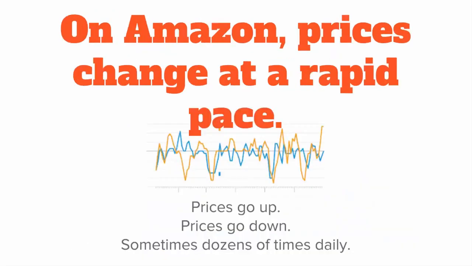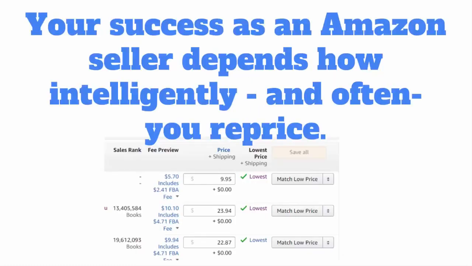So on Amazon, prices change at a rapid pace. Prices are constantly going up, they're constantly going down, sometimes dozens of times daily per item. So your success as an Amazon seller depends on how intelligently as well as how often you reprice your inventory.